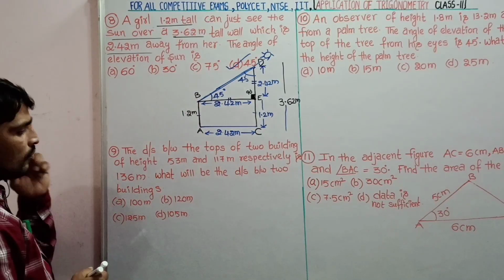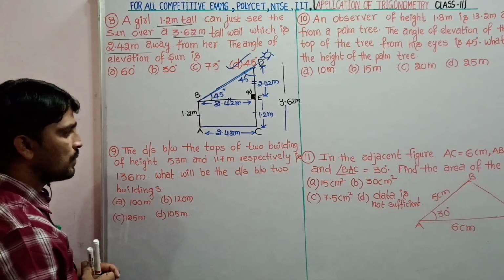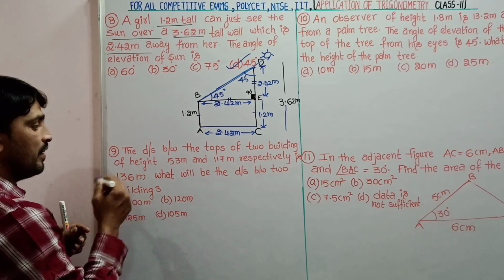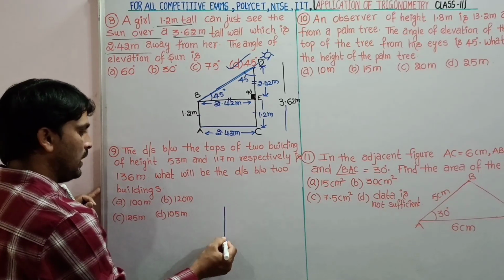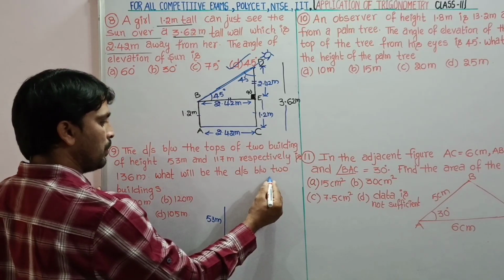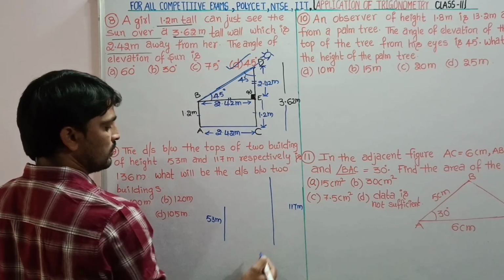Next question. Important question. The distance between the tops of two buildings of height 53 meters and 117 meters. Consider the first building that is 53 meters high and another building that is 117 meters high.